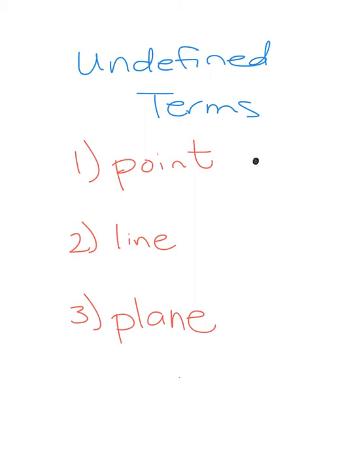So a point is represented by a dot. We usually use a capital letter, such as capital A, or any other letter is fine. We don't give it a specific size. And all geometric figures consist of points. So whether it's a segment or a triangle or a polygon, they are all made up of points.